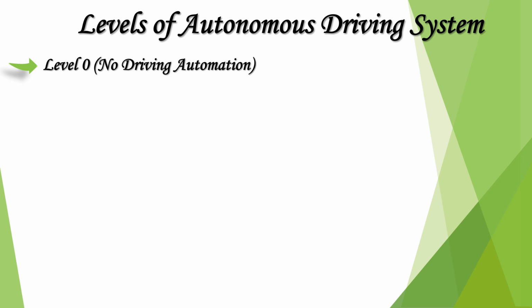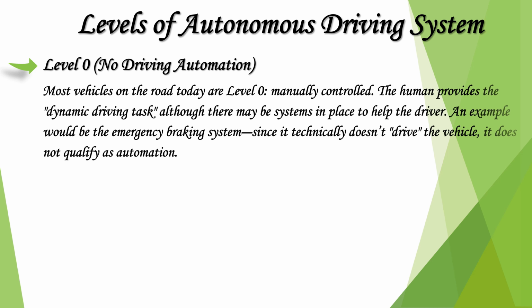Levels of autonomous driving system. Level 0 is no driving automation. Most vehicles on the road today are Level 0, manually controlled. The human provides the dynamic driving task, although there may be systems in place to help the driver. An example would be the emergency braking system. Since it technically doesn't drive the vehicle, it does not qualify as automation.